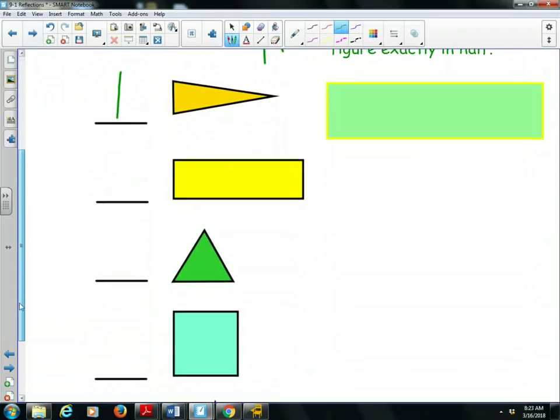How about the rectangle? Well, I think everyone sees we could probably fold it right here, and there's one line of symmetry. I think people see that we could fold it once right here. There's 2 lines of symmetry.